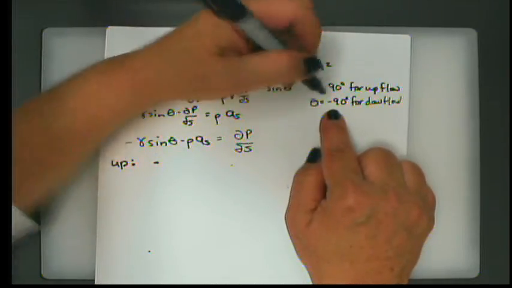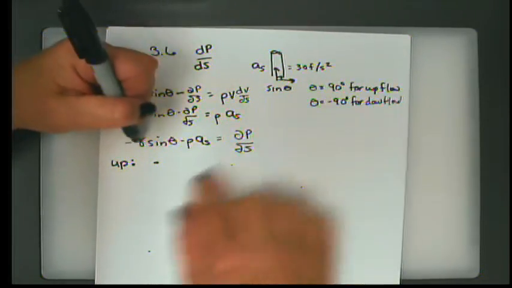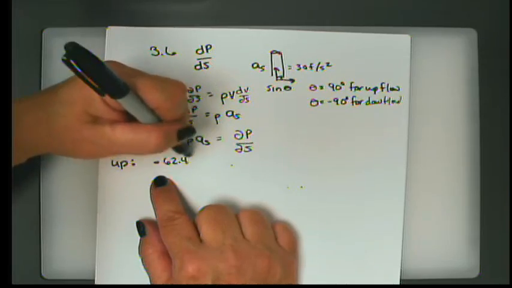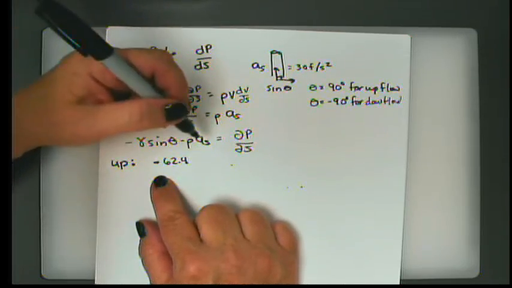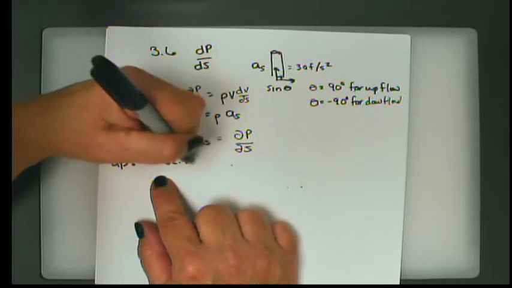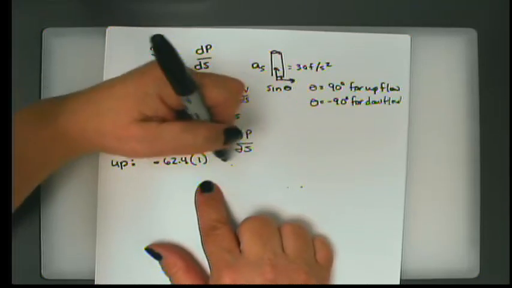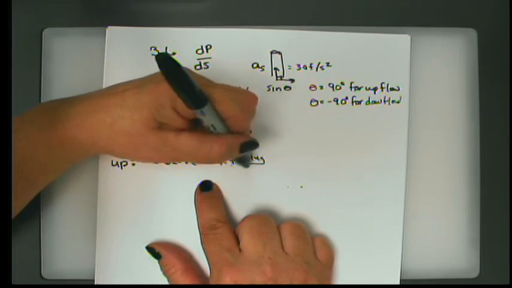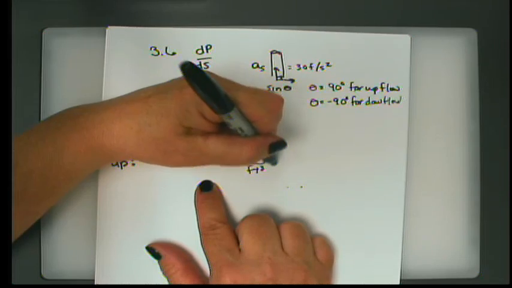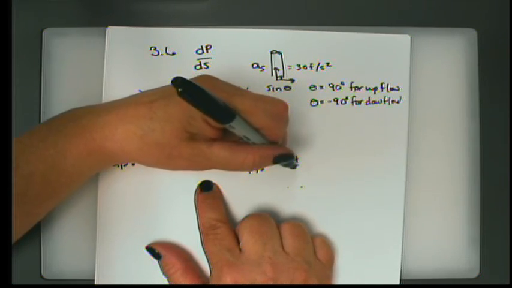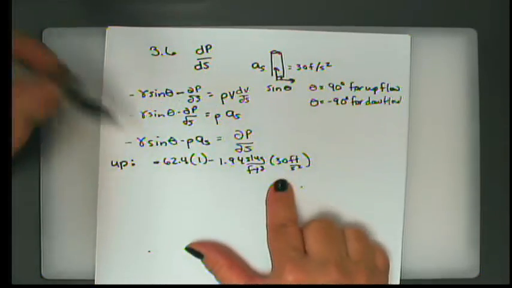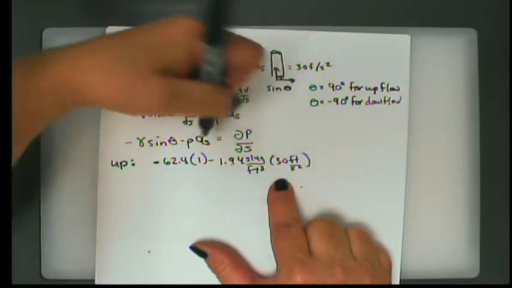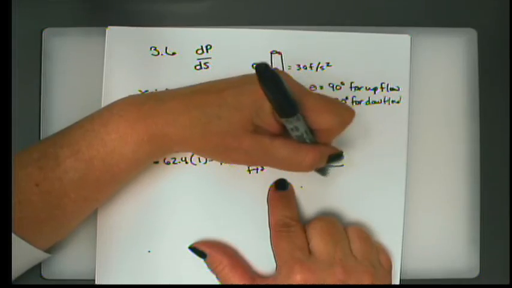All right, so for the flow going up, let's go back here. For the flow going up, we're going to have this be minus, so it's minus gamma of water, which is 62.4 pounds per cubic foot, times the sine of theta, which is 1, minus rho of water, which is 1.94 slugs per cubic foot, times the acceleration, 30 feet per second squared. My sign conventions look good. All right, so that's equal to dP/dS.